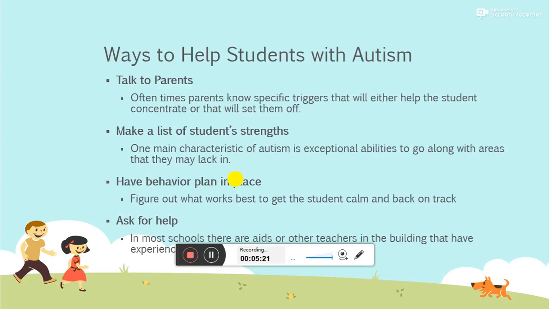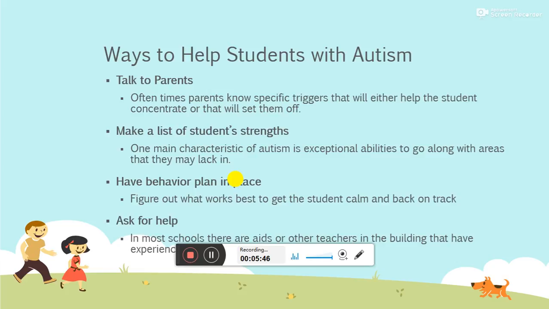Ways you can help students with autism: talk to their parents. Obviously, their parents have been around them their whole lives and know all the ins and outs, and most importantly, know the triggers that these students can have. The triggers can be things that can greatly benefit them. It could also be things that will set them off and put them over the edge, so it's important to know both sides of that.